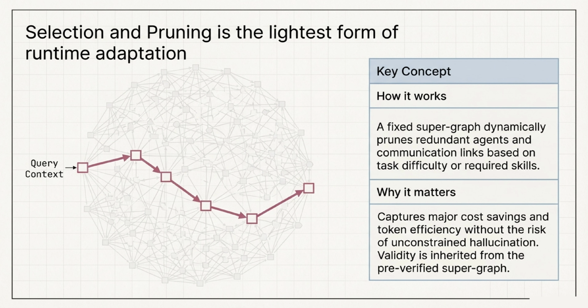What if we need a little flexibility? Selection and pruning is the lightest form of runtime adaptation. Here, a fixed supergraph dynamically prunes away redundant agents and communication links based on the specific query's context and difficulty. This matters because it captures major cost savings and token efficiency without risking unconstrained hallucinations, since all validity is inherited from a pre-verified supergraph.